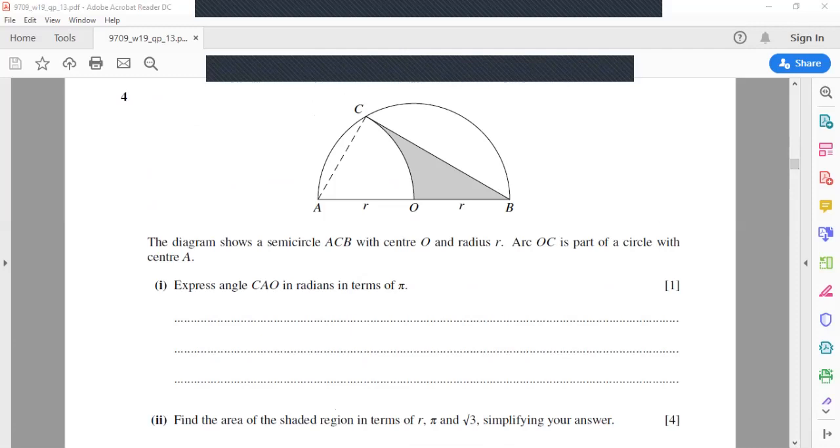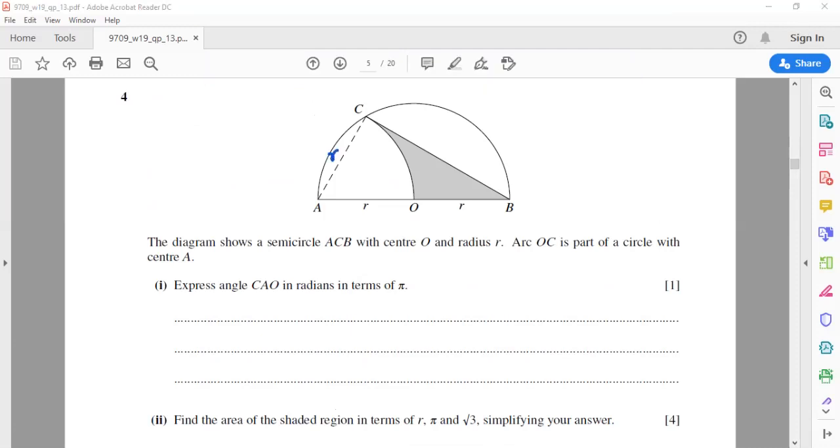Now, if you see, this is R, and it is mentioned that it is a part of a circle with center at A. So if this is R, this is going to be R as well. Now, if I draw a line from here till there, since this is the radius, this is going to be the radius as well. So it is an equilateral triangle. So this angle is going to be pi by 3. That's it. No need to do anything else. Now let's go for the next part.